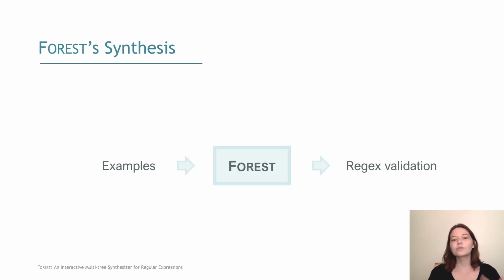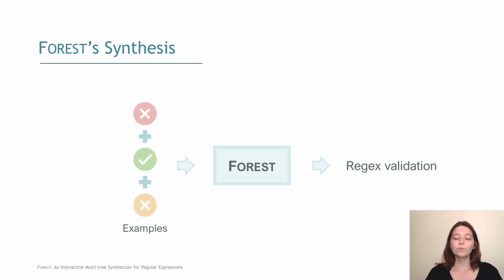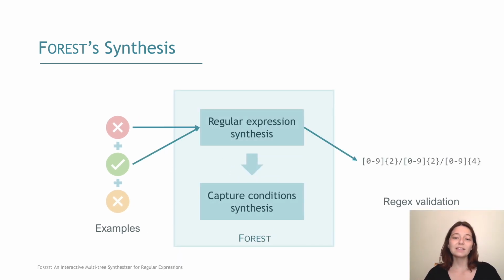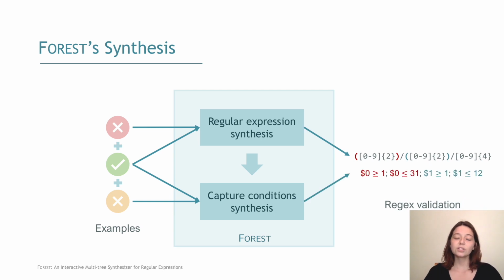And that's it, that's Forest's synthesis process. To recap, Forest takes as input a description of the desired validation expressed as a set of examples and returns a regex validation that exhibits the described behavior. The user may provide Forest three types of example: invalid, valid, and conditional invalid. First, Forest will use the valid and invalid examples to synthesize a regular expression that validates the format of input strings. Next, using the conditional invalid examples, this regular expression is complemented with a set of conditions over capturing groups which validate the values of input strings.